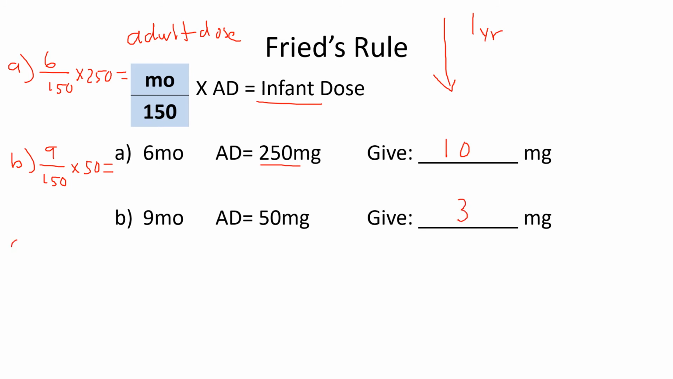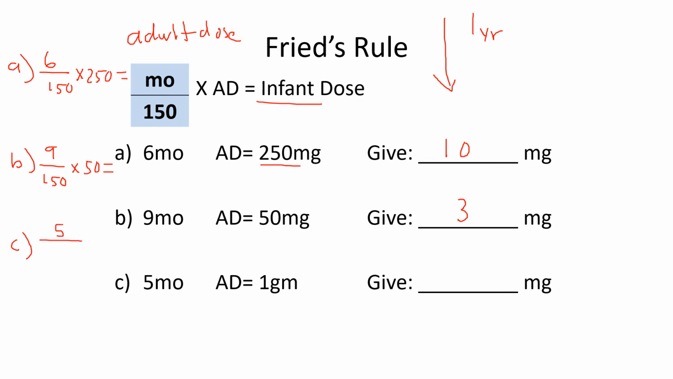Tiny little 3.5 months. 50. 1 gram. Huh, they want milligrams. For C, I'm getting 0.0333. Milligrams or grams? 0.0333. Grams or milligrams? Oh, so they want milligrams, right? So just change the adult dose. 1 gram is 1,000 milligrams.